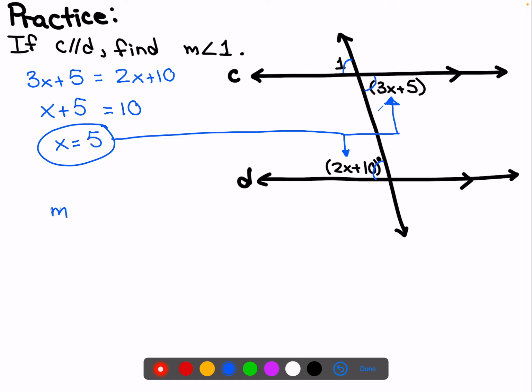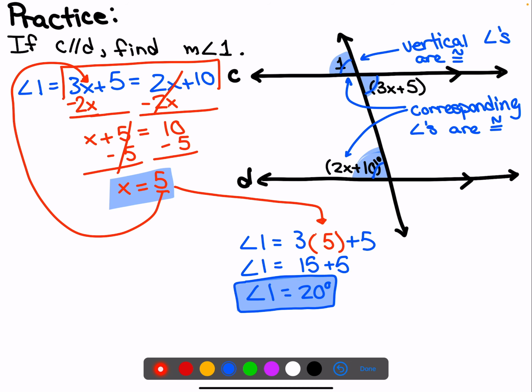So I can say the measure of angle 1 is equal to 3 times 5 plus 5. That'll give me 15 plus 5, or 20 degrees as our answer. So x is equal to 5, and the measure of angle 1 is equal to 20 degrees. All right, next up, we have a proof.